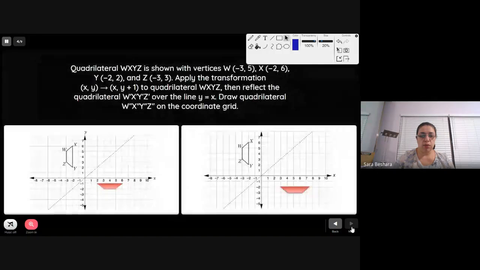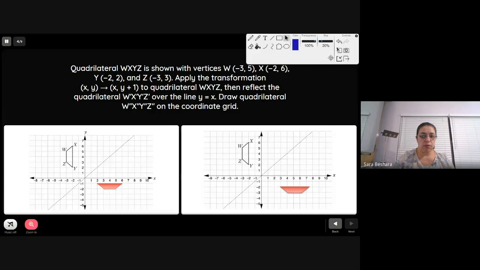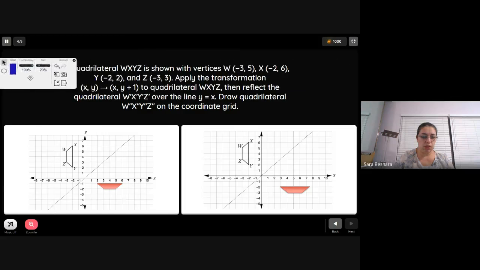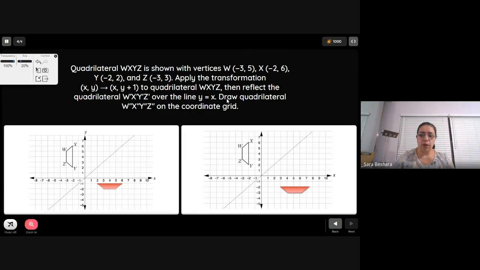All right, next would be a similar situation. It says the same thing, but now we're going to first apply the transformation (x, y plus 1) to the quadrilateral WXYZ, and then reflect it over y equals x. So we're going to do the opposite transformation. First we do the translation, then we do the reflection. Which figure should we get?